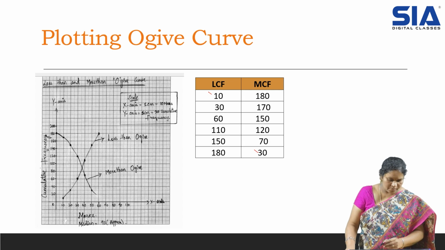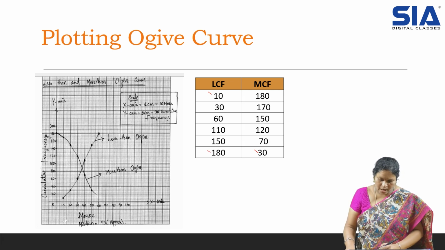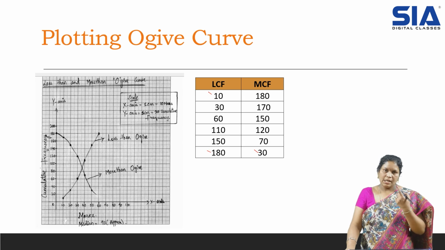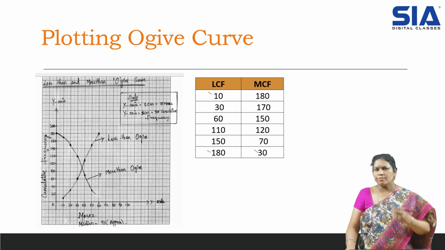Then what is the highest value you have? Check it out. In LCF you have highest 180. In MCF also you have 180. So that interval, whatever you consider on y-axis, should be in between 10 to 180. Now equal intervals you have to divide the data.